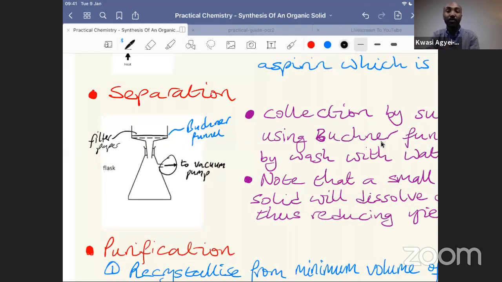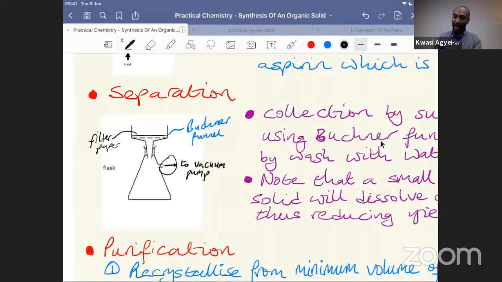Okay, so a vacuum pump, which could be a simple diaphragm pump, which works using an electric motor, or it could be a water pump, which is very low tech, but works just as well. The important thing is that you've got suction, so that your solution and any liquids are sucked through our filter paper into our conical flask very, very quickly and very efficiently. Okay, so that is filtration under suction using a Buchner funnel.